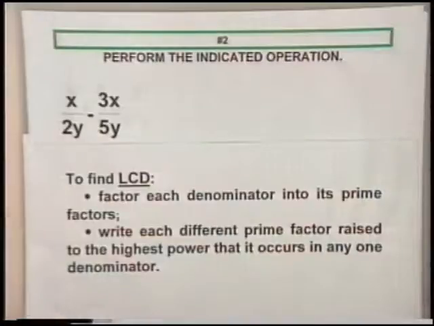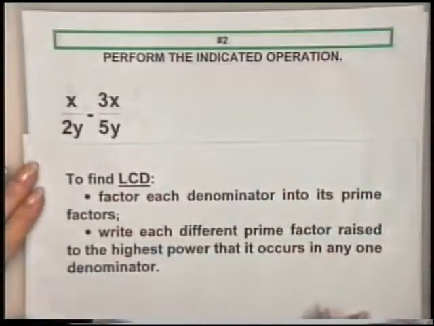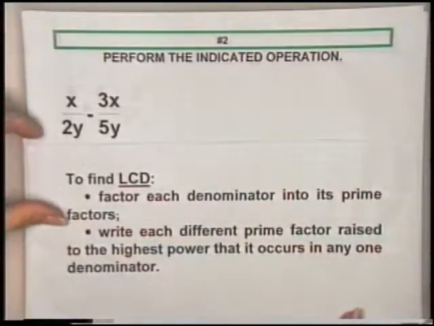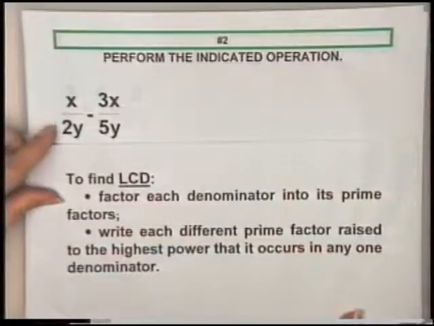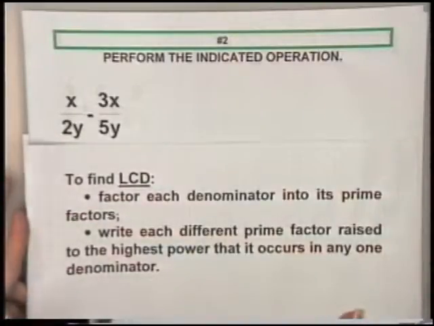To find the LCD, we will factor each denominator into its prime factors. We will then write each different prime factor raised to the highest power that it occurs in any one denominator. Actually, for these fractions, the denominators are already factored into their primes.